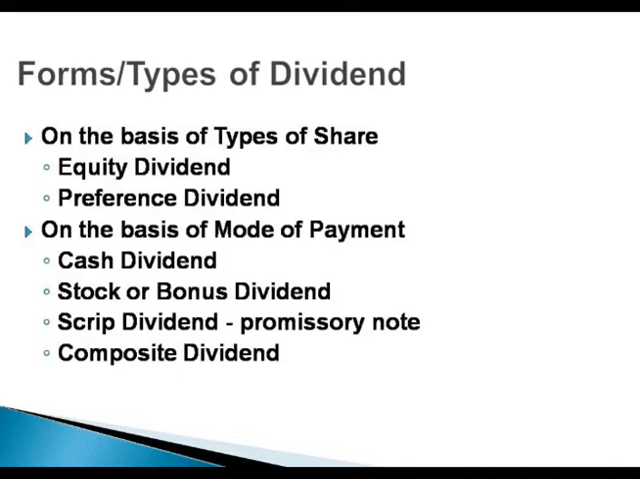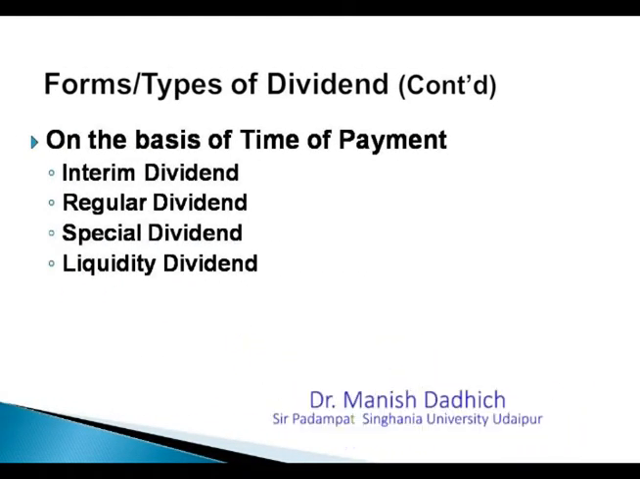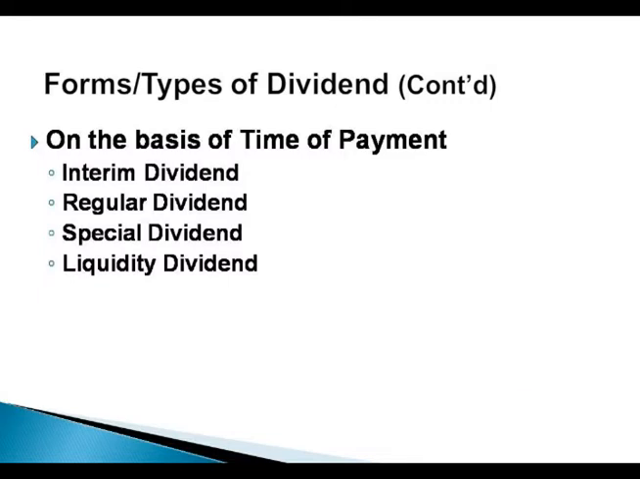There is another basis, which is based on the time period, the time of payment. Number one is interim dividend. When a company issues or distributes dividend in between the financial year, it is known as interim dividend. Second is regular dividend. After completing the financial year, let's say about 31st March, there will be a board of directors meeting, there will be an approval process, and after that, if the company issues dividend, it would account for regular dividend.